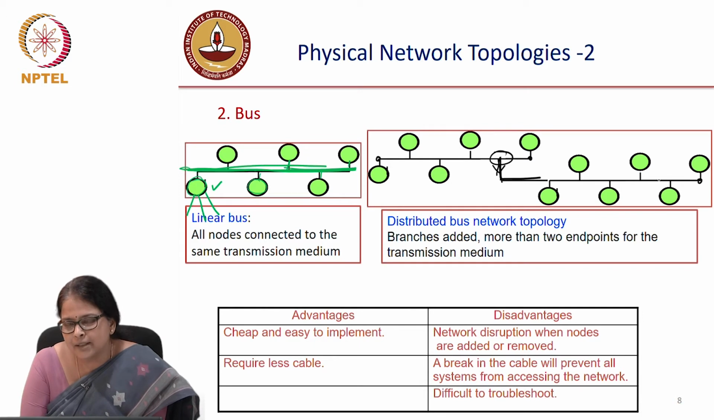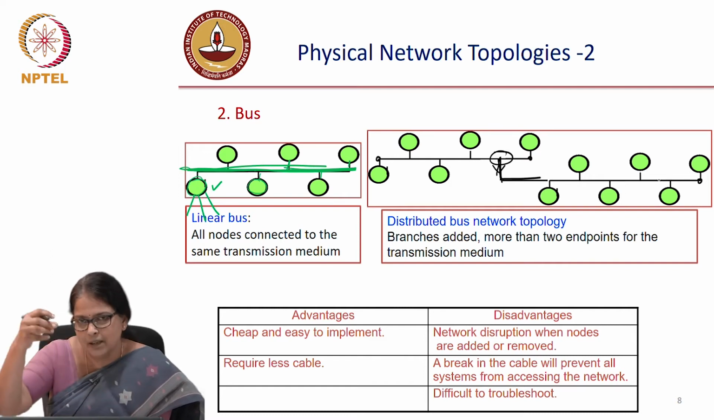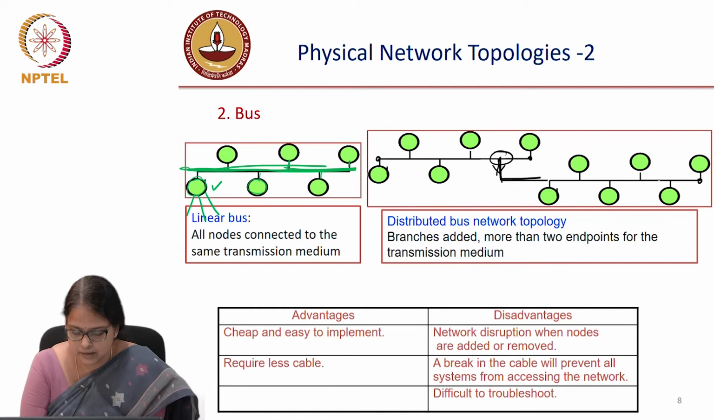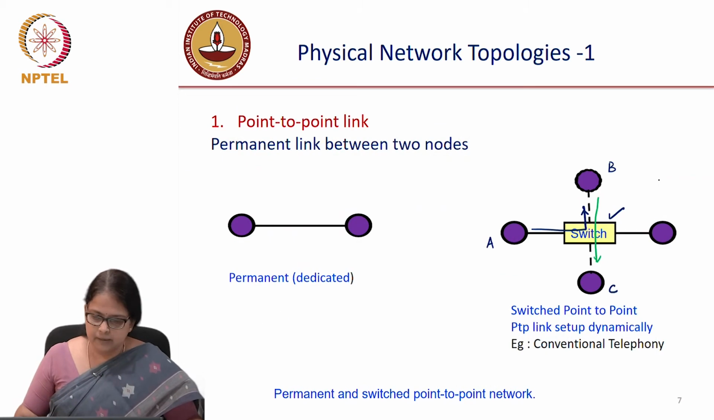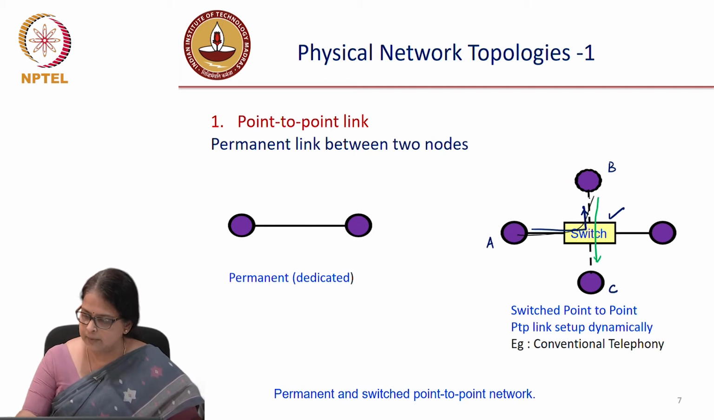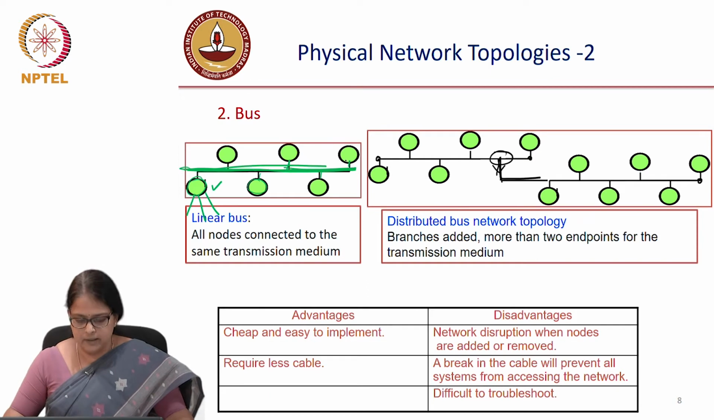The advantage is that this is how it is typically done in access networks. This is one way of typically implementing an access network. It's very cheap and easy to implement. You can keep adding or dropping nodes. It requires very little cable, because when compared to the case where you need a physical cable between any two nodes, here the amount of physical cable required is very small.